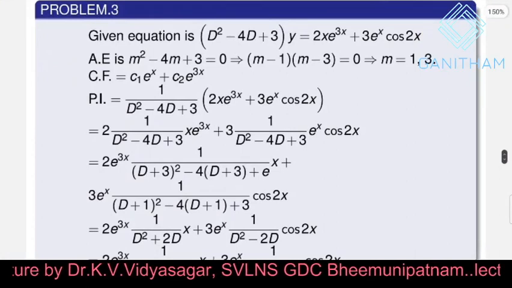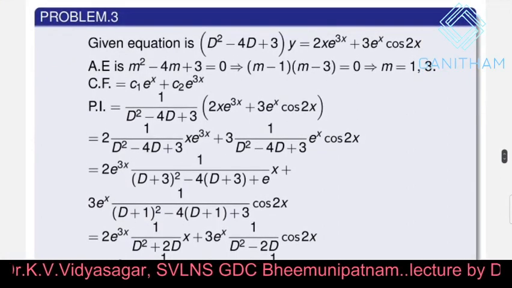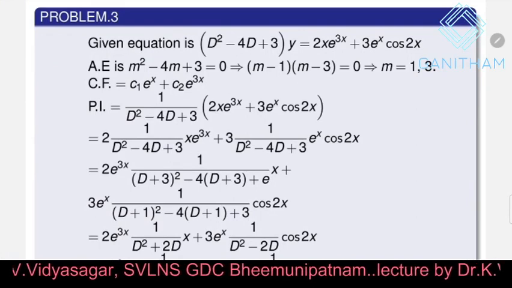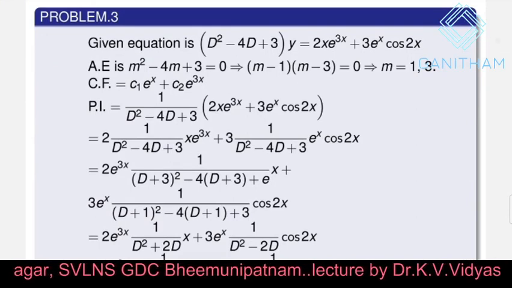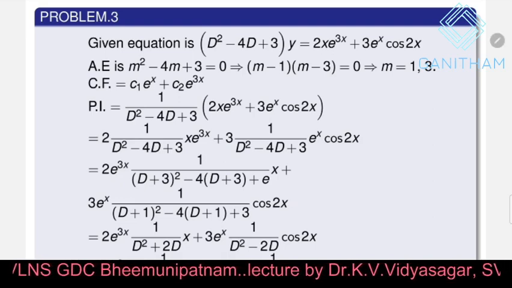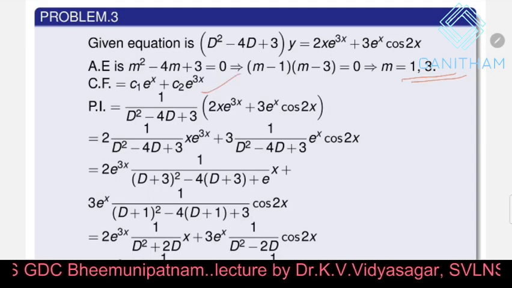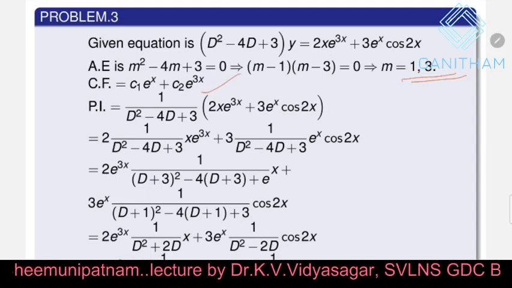Next, problem number 3. d square minus 4d plus 3, into y, is equal to 2x e to the power 3x plus 3 e to the power x cos 2x. So the auxiliary equation is m square minus 4m plus 3 equals 0. It implies that m minus 1 into m minus 3 is equal to 0, so the roots are real and distinct. Therefore the complementary function is c1 e to the power x plus c2 e to the power 3x.